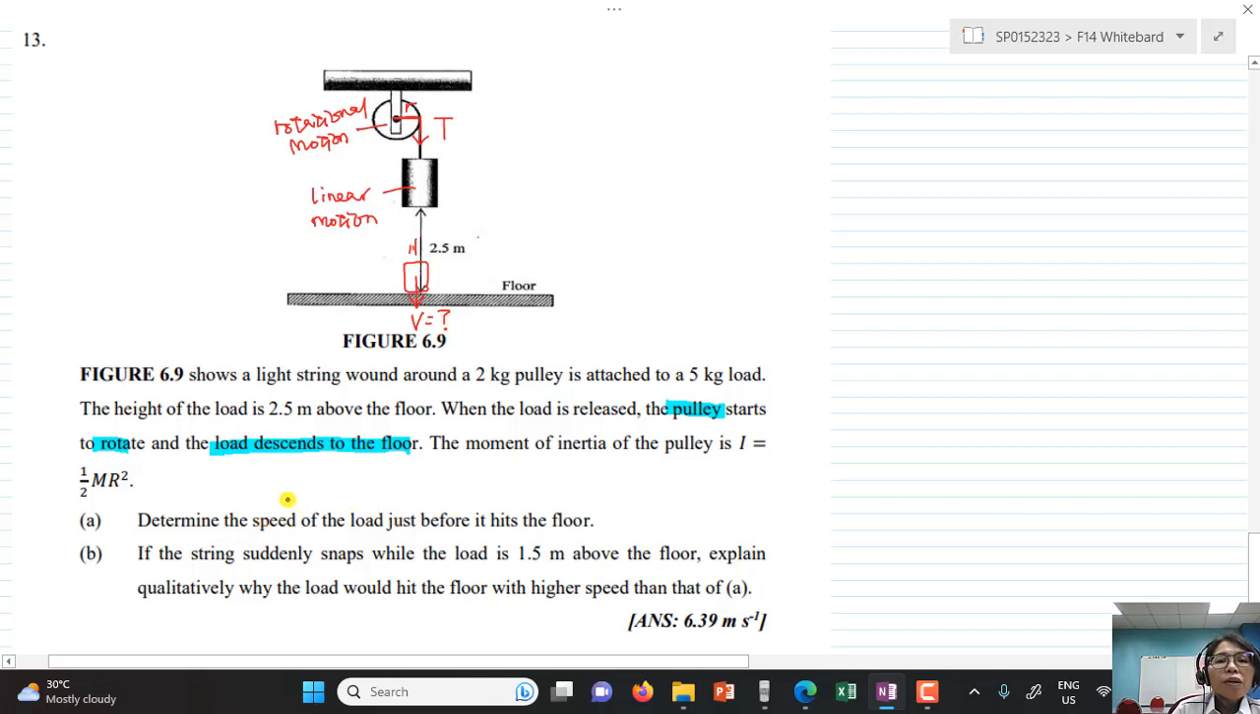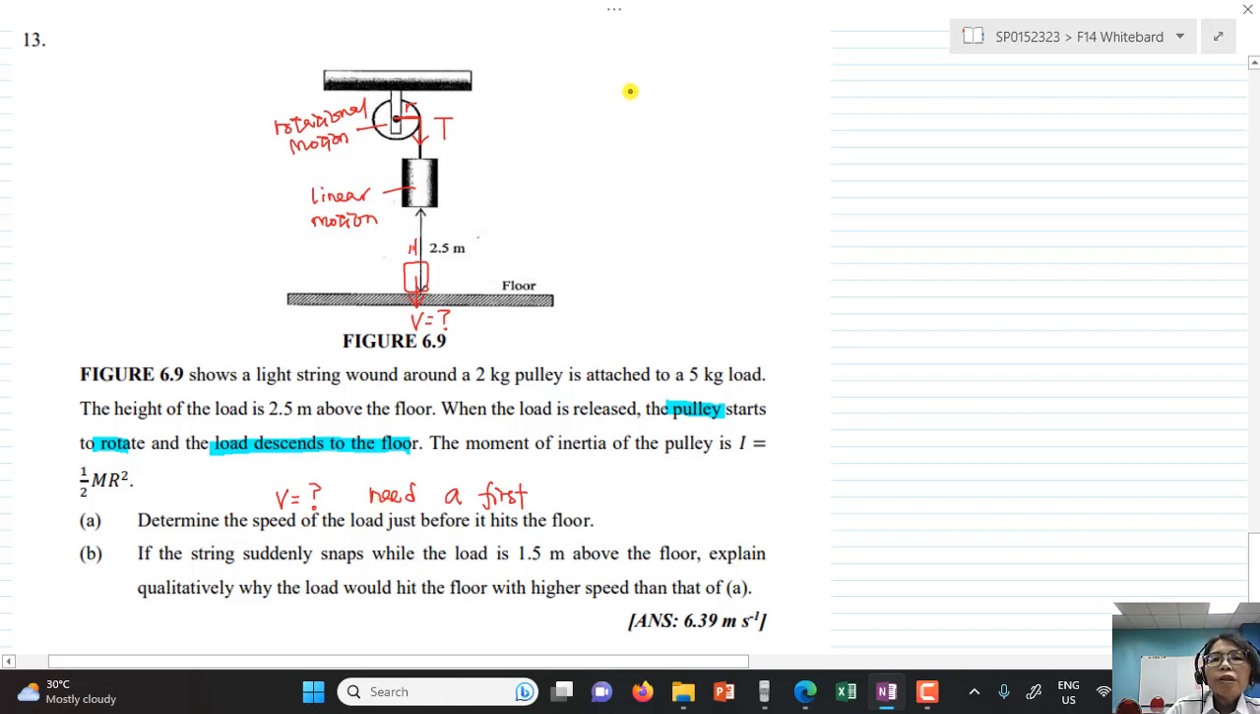So class, in order to find the speed of the load, we must know the acceleration of the load. So we must know how fast the load accelerates downwards. Then we can determine the speed of the load. So in other words, in order to solve question A, I need to determine the acceleration first before we can determine the speed of the load just before it hits the floor.